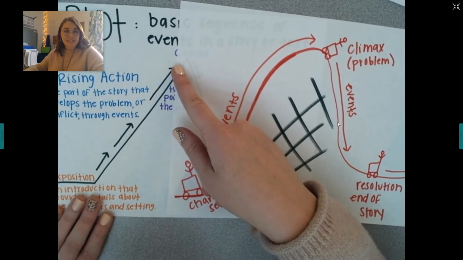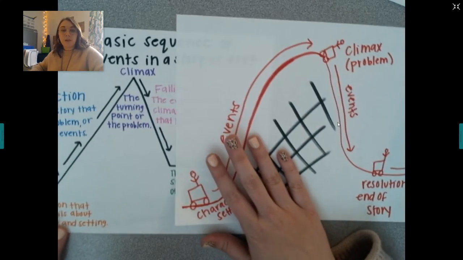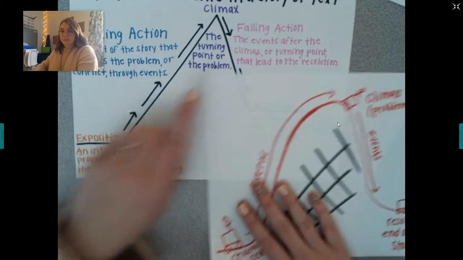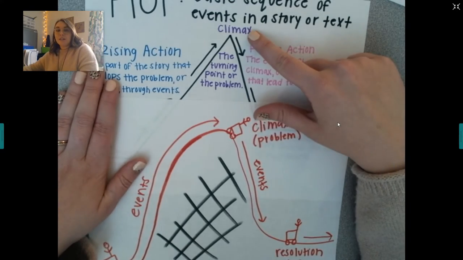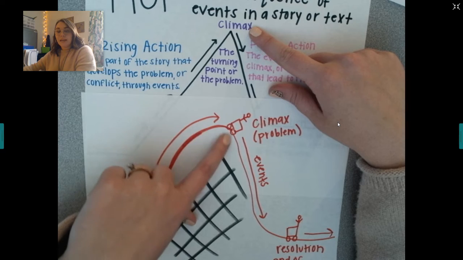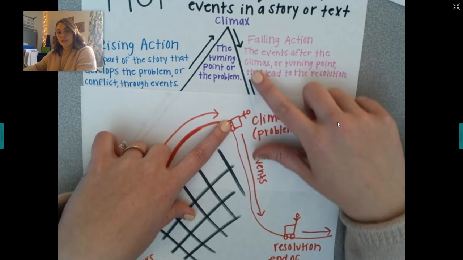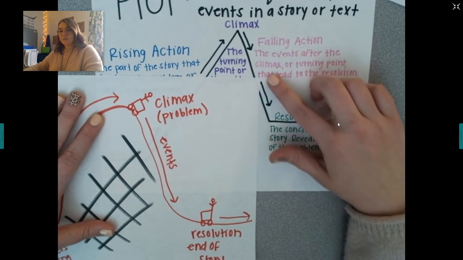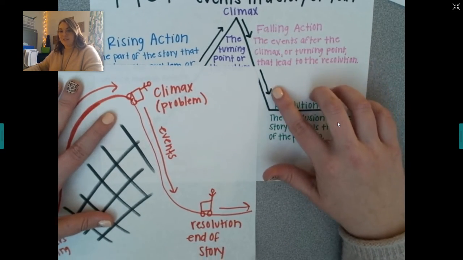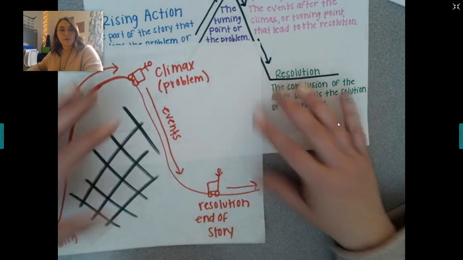That's called your rising action. Those are the events that lead to your problem. Your climax, sorry, I'm trying to get the best way to, here we go. Your climax is the problem of your story. Then your falling action are the events that lead to the end of the story, or your resolution.